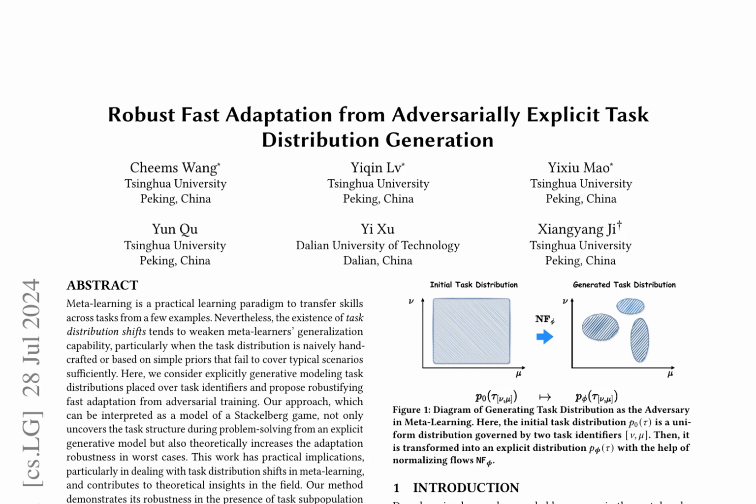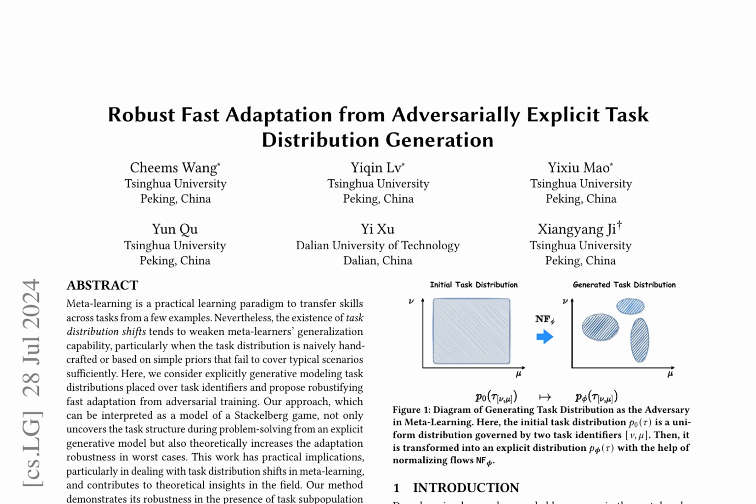Robust fast adaptation in metalearning is a challenging problem, particularly when faced with task distribution shifts. To address this, the authors propose a novel approach inspired by Stackelberg game theory, where task distributions are generated as adversaries to explicitly uncover task structure and increase adaptation robustness in worst-case scenarios. This approach differs from traditional methods, which often rely on implicit task assumptions or heuristics.